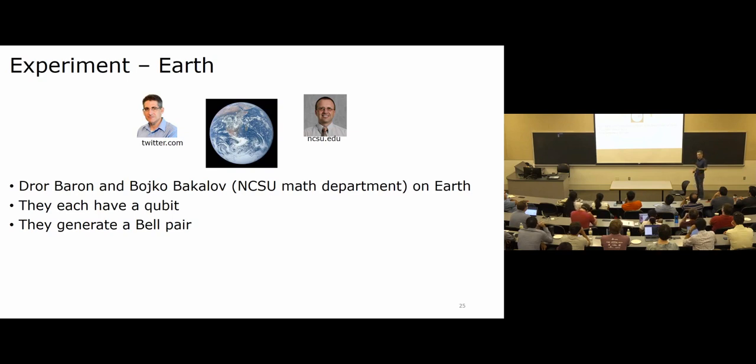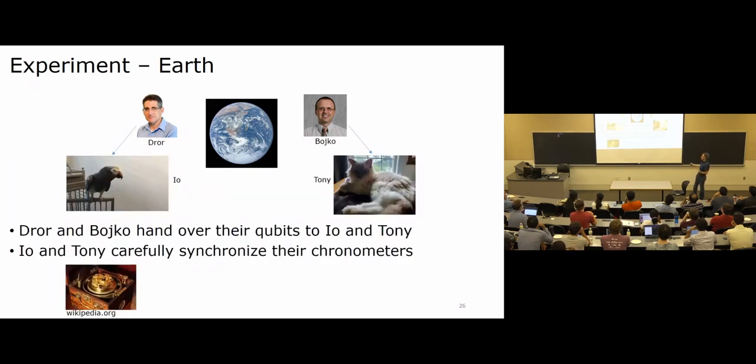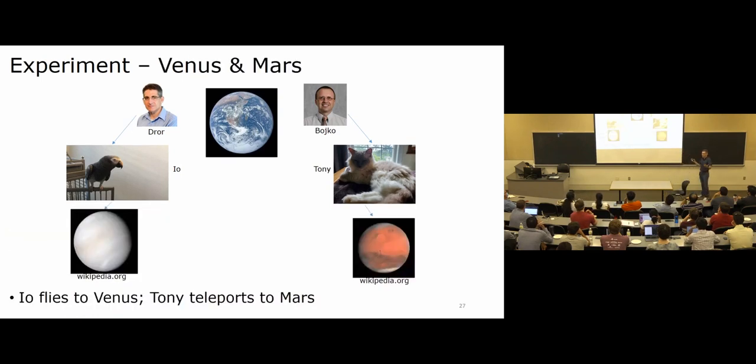And now Bashko and I both have friends, and our friends are going to go on very interesting adventures. I have a feathered friend, Io, and he has a furry friend, Tony. Io and Tony are going to go on an adventure. Bashko and I hand over our qubits to Io and Tony. Additionally, Io and Tony both have a chronometer, a sophisticated watch from the Middle Ages. On the one hand, these are very stylish, furry and feathered friends, but on the other hand, they also know quantum. And they synchronize their chronometers very carefully on Earth. And after we do that, they go on this wild journey.